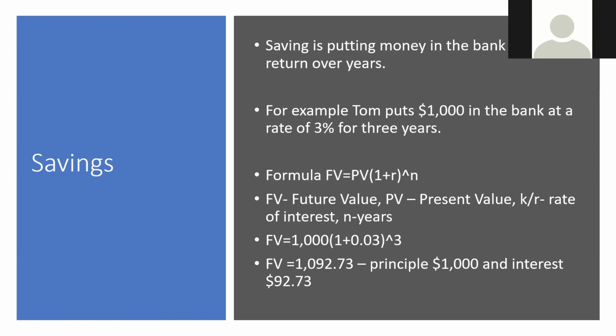What's the rate of interest? The rate of interest is 3%. Now, we know that in order for us to actually write 3%, we need to divide 3 by 100. Once we divide 3 by 100, we get 0.03, right? Are we good with that? Okay. So 1 plus 0.03. And then we know it's 3 years, so we're going to raise it to 3.